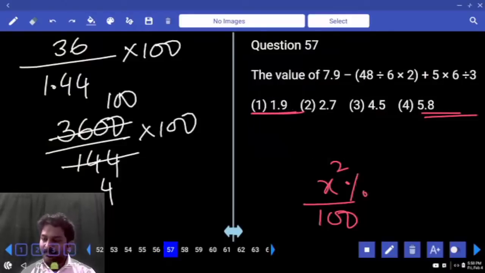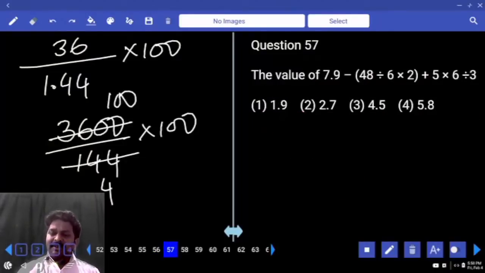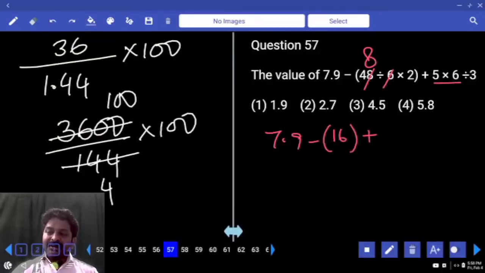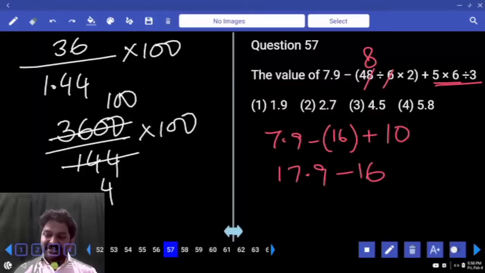Next, right, 7.9 is already there, minus 48 divided by 6. How much is that? 8. 8 into 2, 16, plus 5 into 6, 30. 30 divided by 3, 10. So 17.9 minus 16. Answer 1.9.